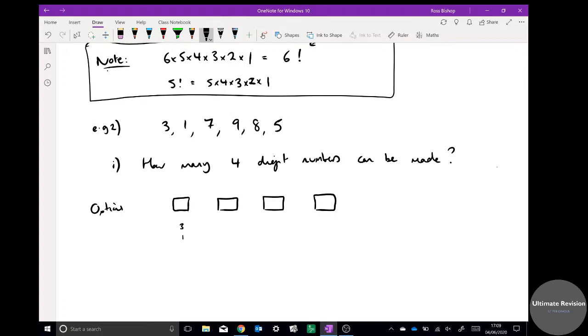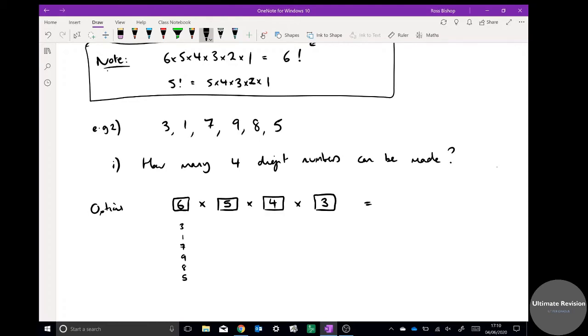Now in the first box, you've got 6 different choices, isn't it? You can put a 3, 1, 7, 9, 5, and an 8. So you've got 6 different options there for the first number. Now you've used one of the options, so you don't have 6 anymore. You're going to have 5 remaining there. And then you're going to have 4 left for the third option because you've already used 2 of them. And for the final option, you're going to have 3 possibilities.